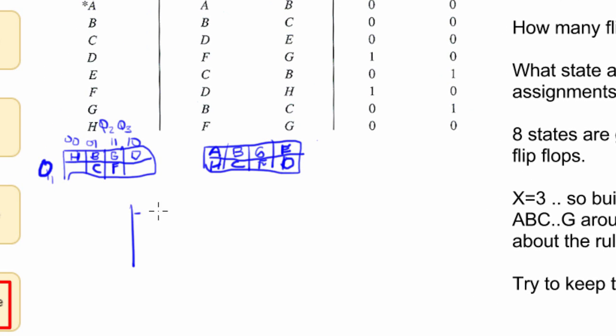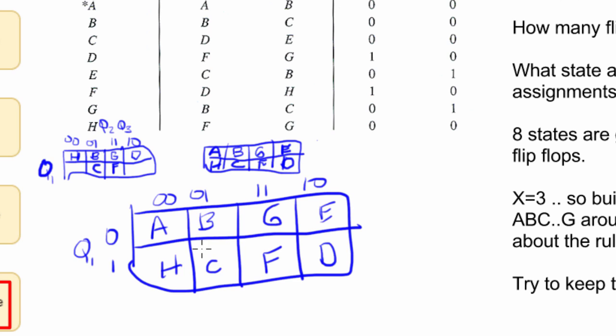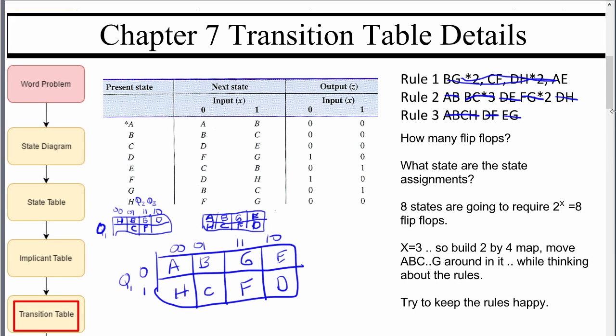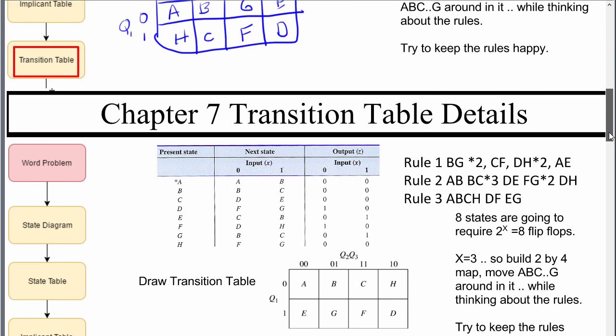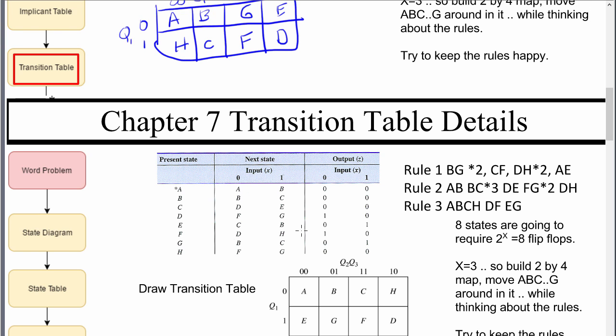So let's draw it out big and clear. All right, let's scroll down and see if this is what the book came up with. A, B, C, H. Wow, F, D, G, E. Well, let's check their rules out.